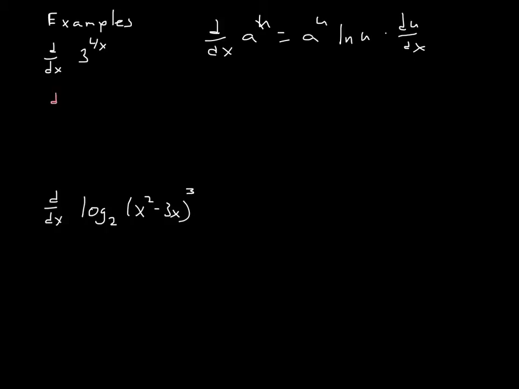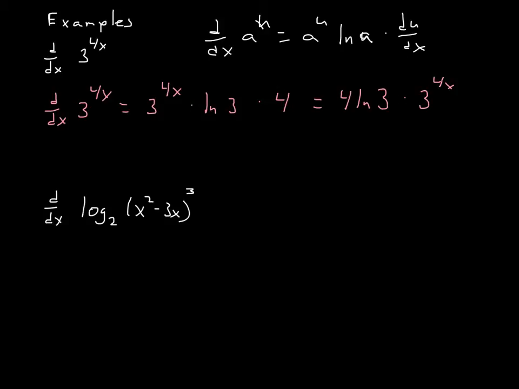So the derivative with respect to x of 3 to the 4x is going to equal 3 to the 4x times the natural log of 3 times the derivative of 4x, which is 4. So I will get this equal to 4 ln 3 times 3 to the 4x power. I may have made a mistake there, it looks like it. This should be natural log of a right there, not natural log of u. I don't know why I have that.